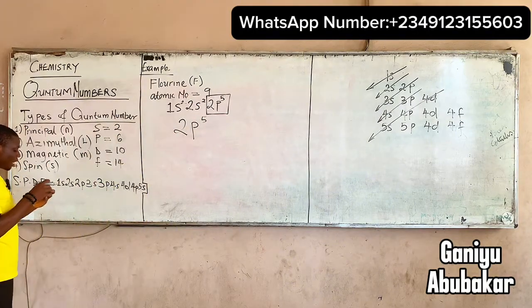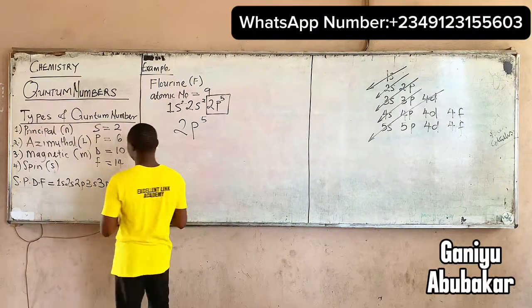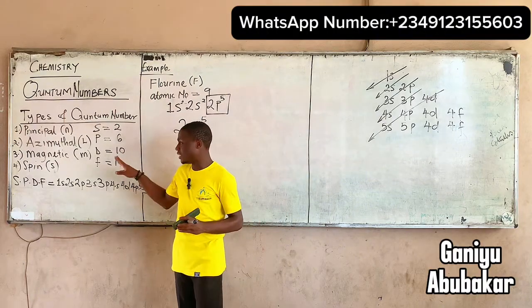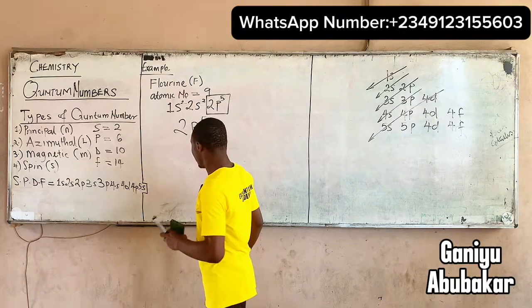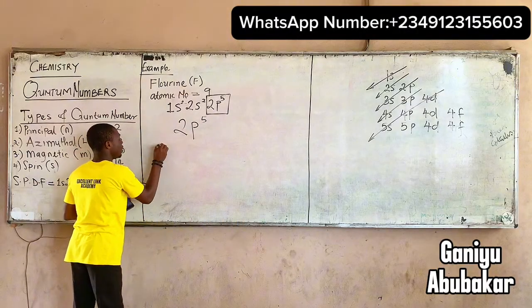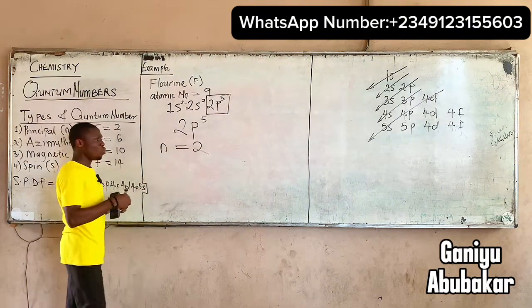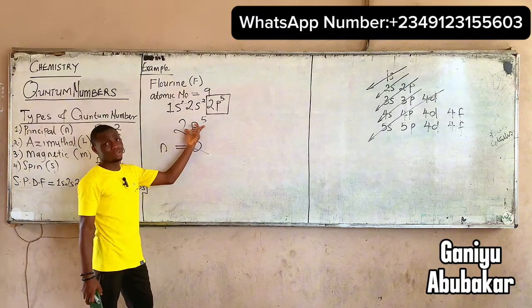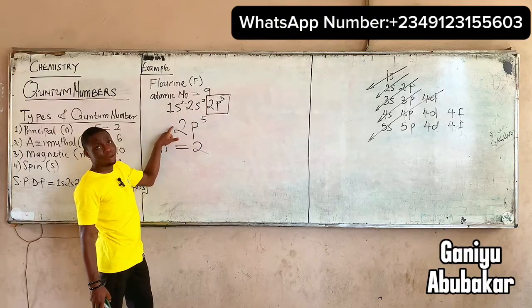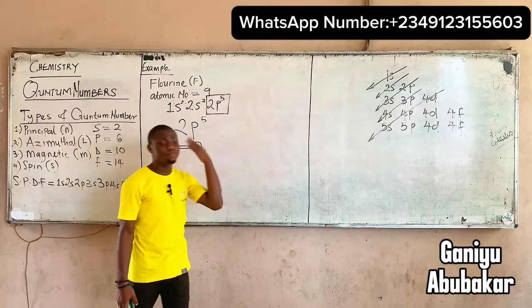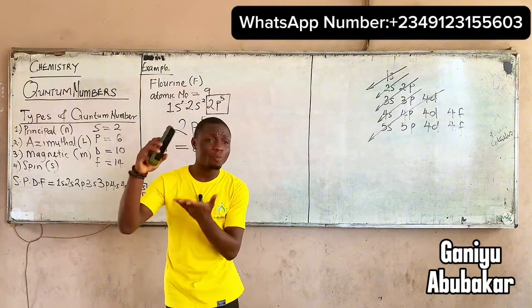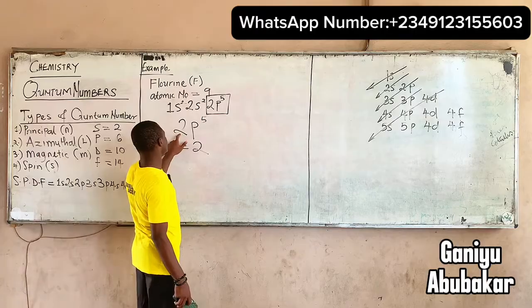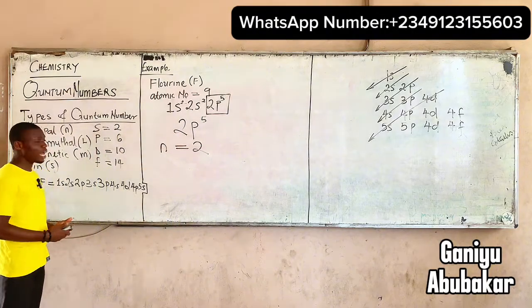At this point, let's get the principal, azimuthal, magnetic, and spin. The easiest one to get is the principal, n. So n is equal to 2. To get your principal, it is simply the number in front of that last orbital, the one I'm considering now. The coefficient of the last orbital becomes your principal. Since here it is 2, n is 2. That's how to get the principal.